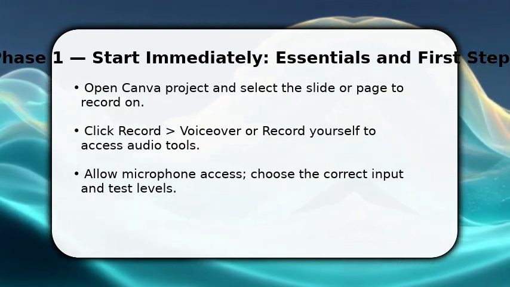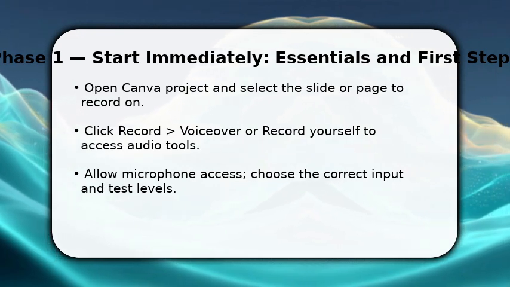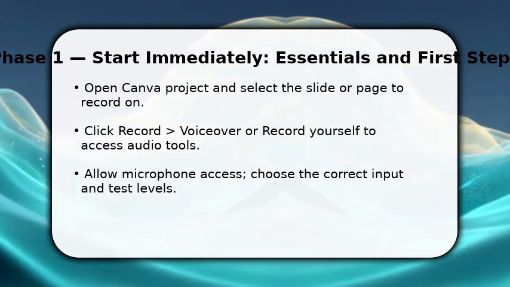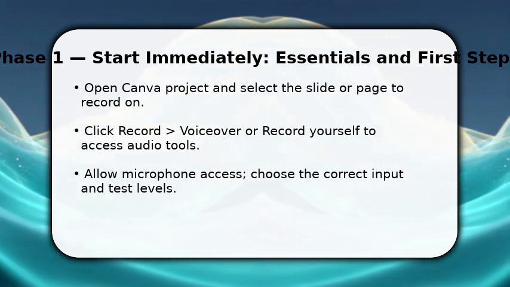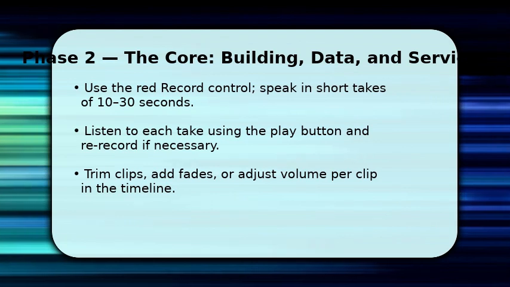Once done, adjust the input gain or move closer to the mic. Make sure background apps aren't using the microphone to avoid clipping or low volume. Press the red record control and speak naturally, recording in short takes so mistakes are easy to fix. After each take, play it back and decide whether to keep or re-record. This saves time when editing.